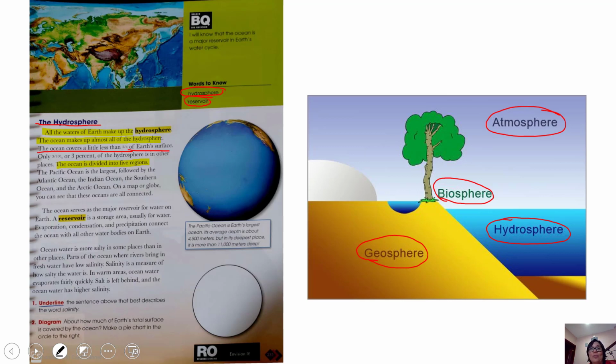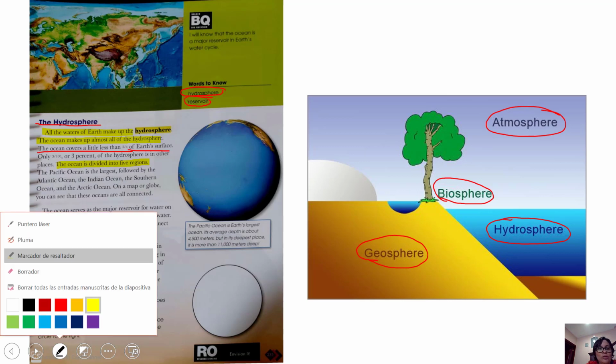Pay attention because you are going to make a map for tomorrow, and I want that map very neat, very well done, very well painted. Don't print the map. Do not print the map. You have to draw it, okay? So the regions of the oceans are, and I want you to circle them.